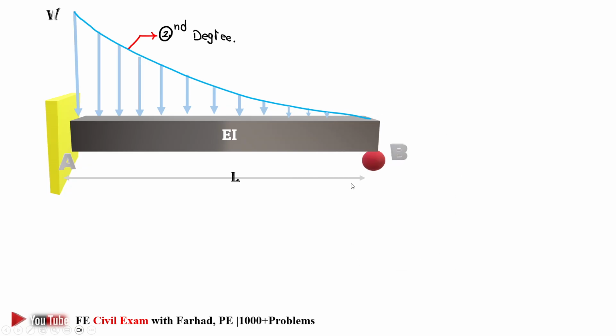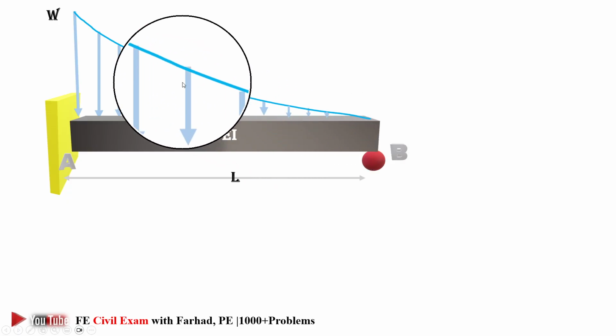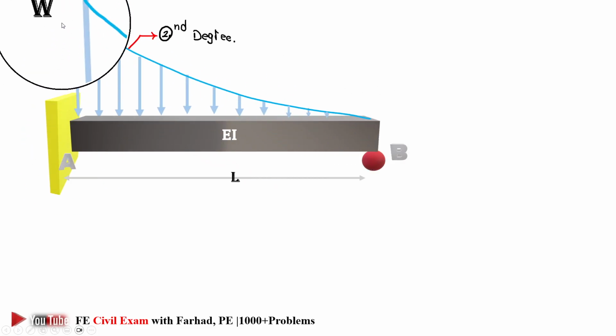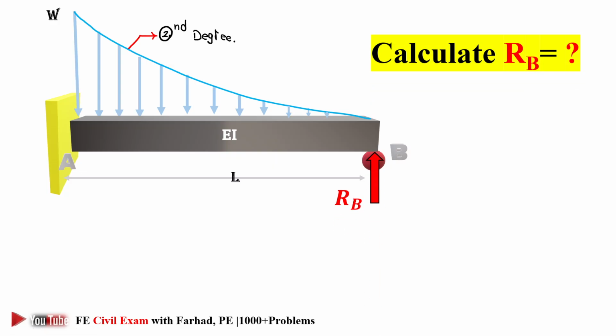As you can see here, we have a W second degree loading that starts at B and just increases, goes all the way to the fixed end and reaches W there. We want to calculate the reaction at B. So this is a professional engineering structural sample question, but I strongly believe that a senior bachelor student can also easily solve this problem with a few insights. So let's jump to the solution.